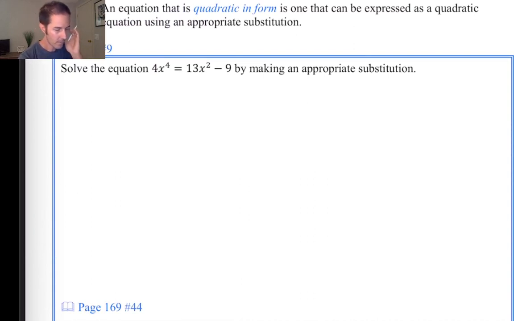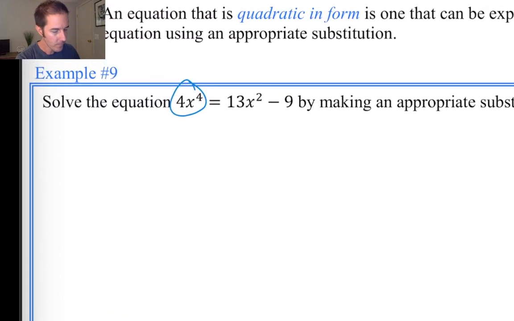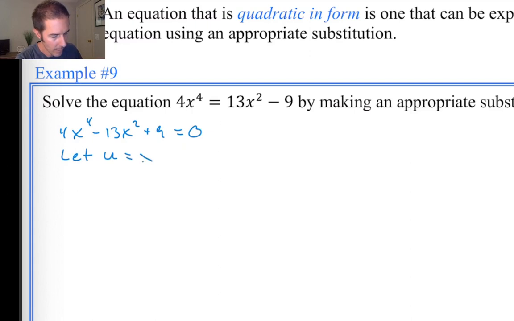So let's set up this equation by zeroing out one side. Let's move everything over to the left. This 4x to the 4 already has a leading coefficient that's positive. I like that, so I'm going to leave it where it is. We've got 4x to the 4. We'll subtract 13x squared from both sides and add 9 to both sides so that the right-hand side is 0. Then I'm going to use a let statement, and I'm going to say let's let u equal x squared. This is for the purpose of doing substitution.